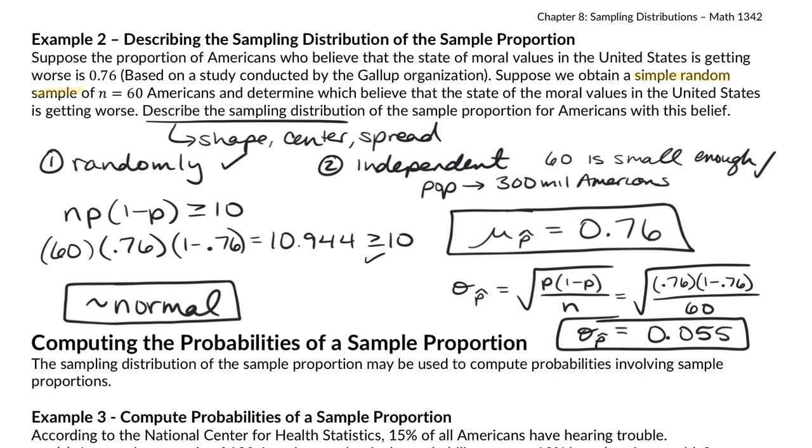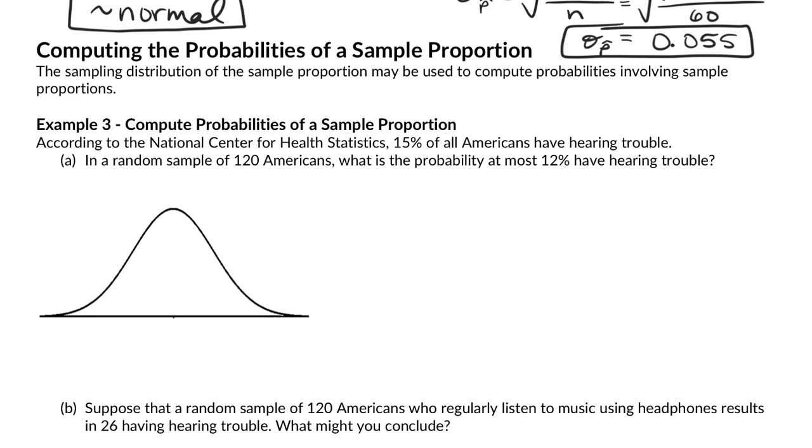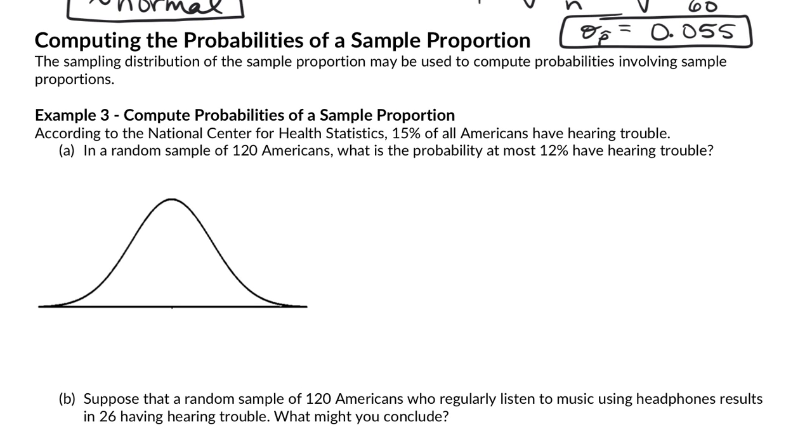But once we know that we can describe the center and the spread and know that it's normal, we then can extend this idea to compute the probabilities of a sample proportion. We're going to go back to using your pink tables for the standard normal distributions. According to the National Center for Health Statistics, 15% of all Americans have hearing trouble. In a random sample of 120 Americans, what is the probability that at most 12% have hearing trouble?